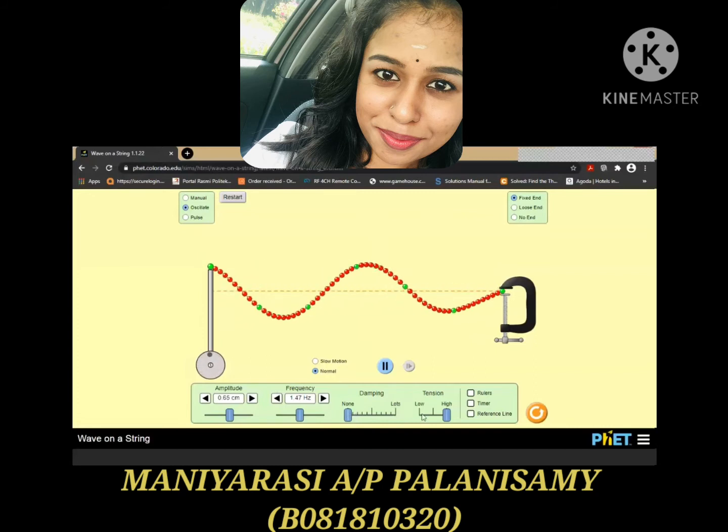For the tension, with a change in the tension in the rope, the speed of the wave changes. If we increase the tension, then the speed of the wave also increases. The wave flies at higher velocities across tighter ropes, while slower waves move through looser ropes.